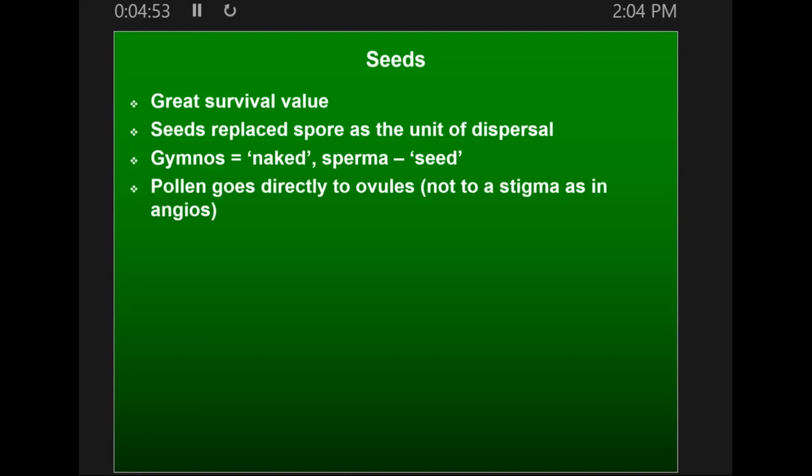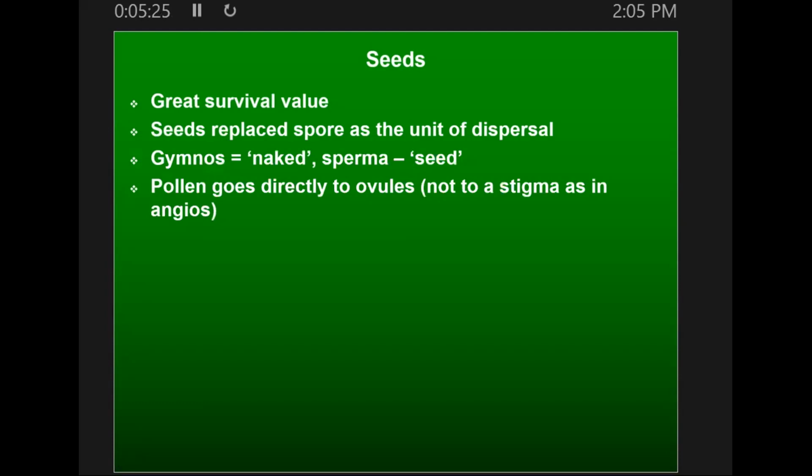So the pollination step. If you look up the definition of pollination in a dictionary, they almost always will give you the angiosperm definition of how angiosperms do it. This is how gymnosperms do it. So pollination is when the pollen goes directly to the ovule. If you look up the definition in a dictionary for pollination and angiosperms, they'll say pollen transferred to the stigma of a flower. And that's true.